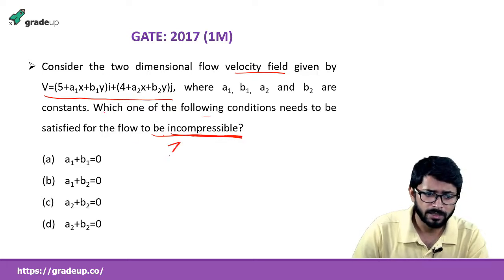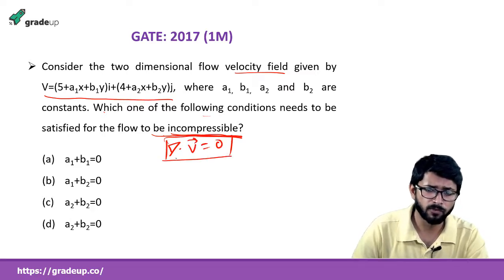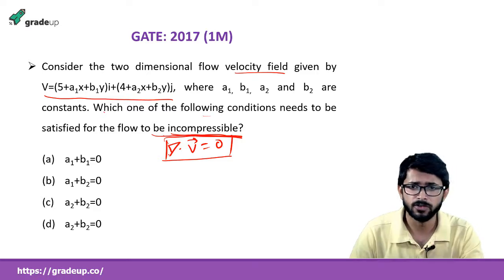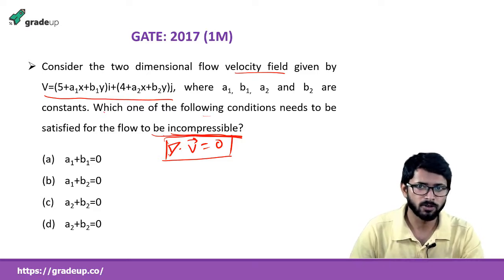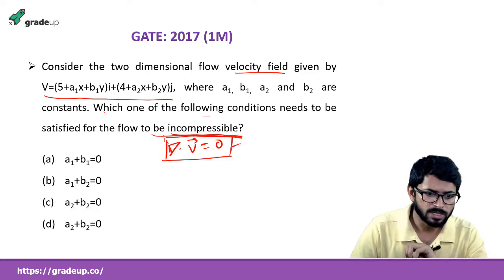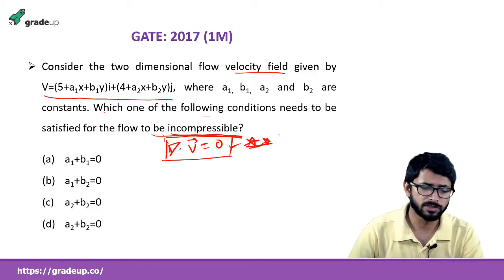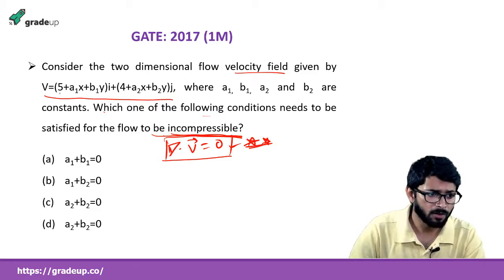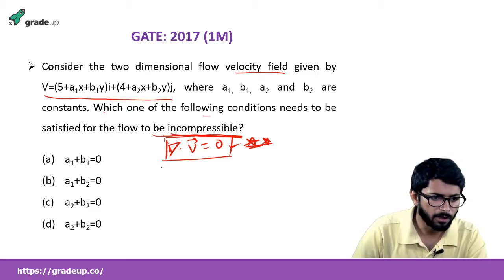We know the equation of incompressible flow: divergence of velocity equal to 0. I told you in the previous videos how to find the equation of incompressible flow. Please remember this equation. What we have to do is just find the divergence of the velocity field.